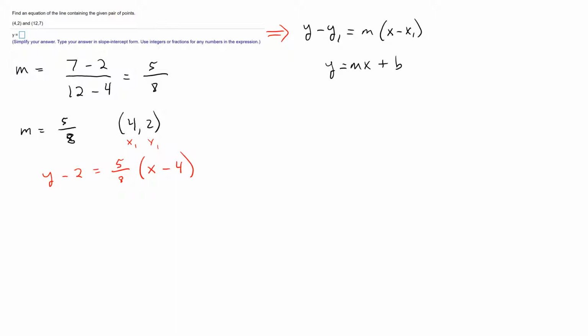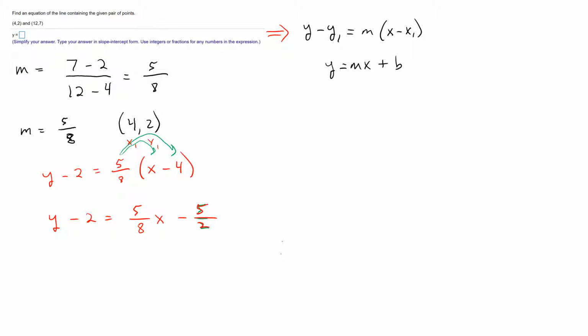All right, so now I've got to get this in slope-intercept form. I'm going to begin by distributing the 5/8. So we have y minus 2 equals, and then 5/8 times x would be 5/8 x minus, and now I have to go 5/8 times 4. 5/8 times 4 would end up being 5/2.